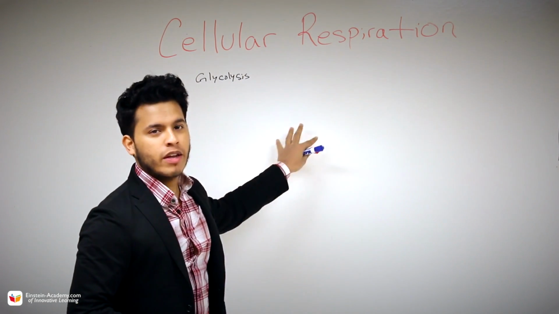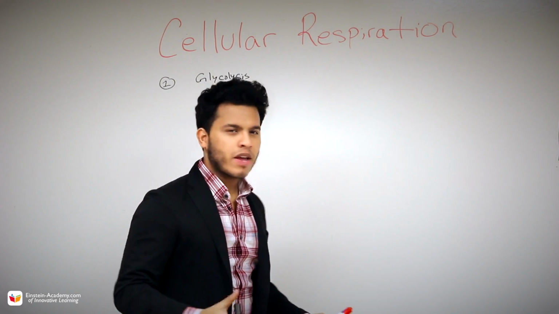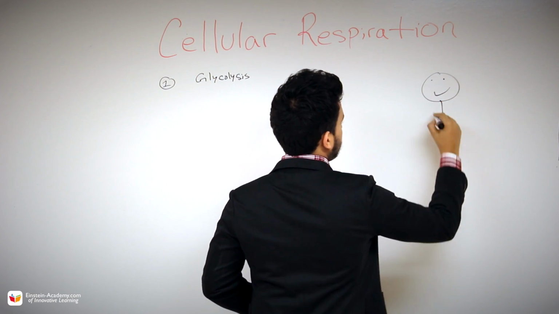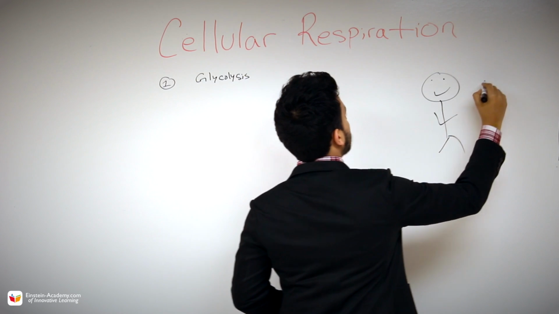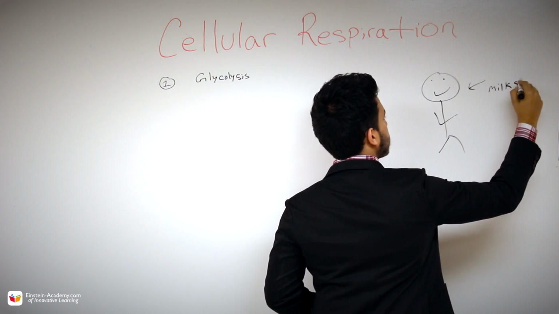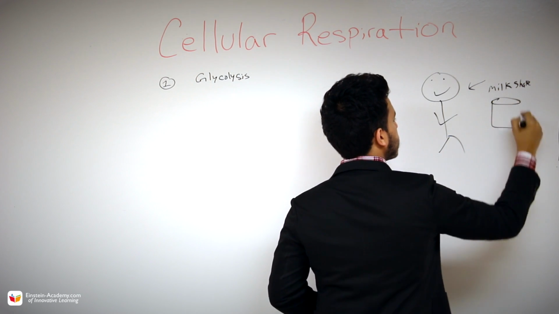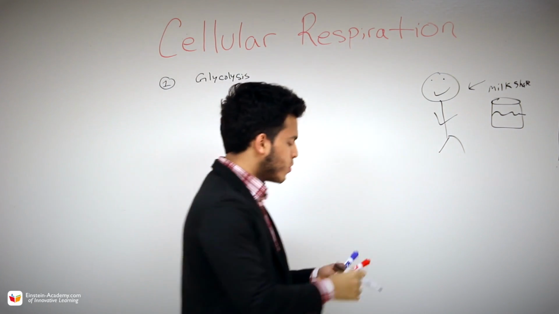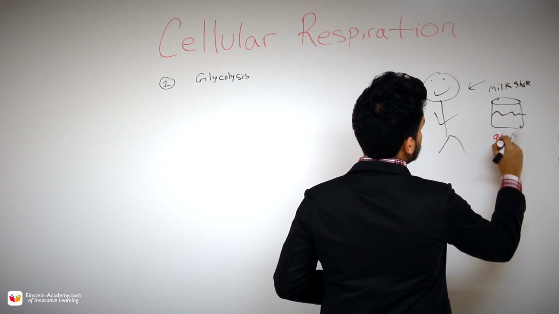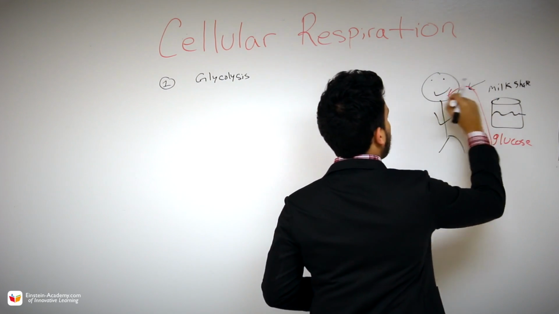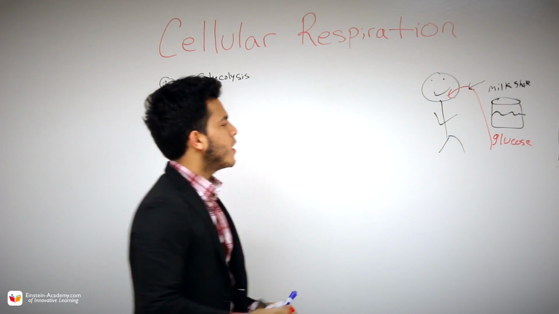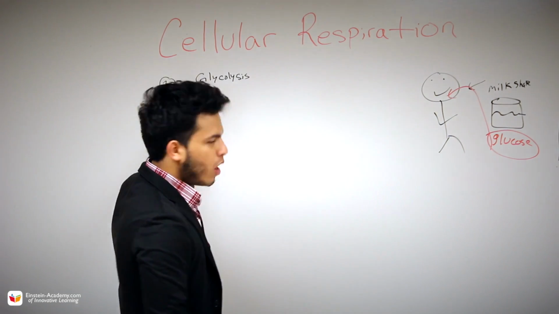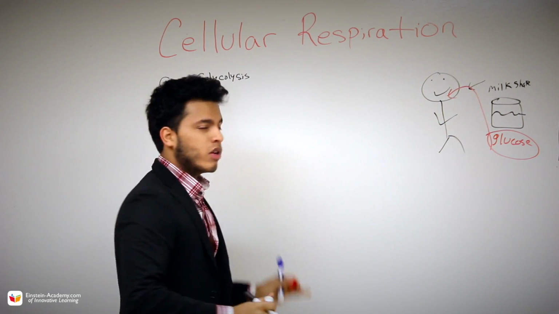Now, even before I talk about glycolysis, let's draw a picture to get an idea of what we're doing here. So, here's a guy, and he's happy because he has just drunk some milkshake. Obviously, this milkshake contains a lot of glucose. So there's a lot of glucose going down his esophagus and into his body. And this glucose is going to be converted into a lot of different things by a series of steps: glycolysis, the Krebs cycle, and the electron transfer chain.